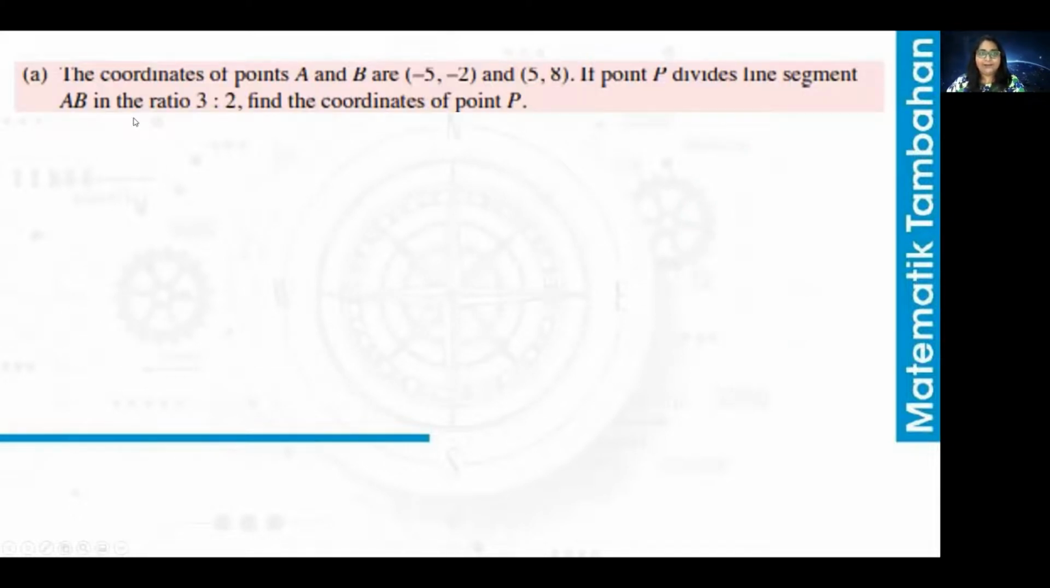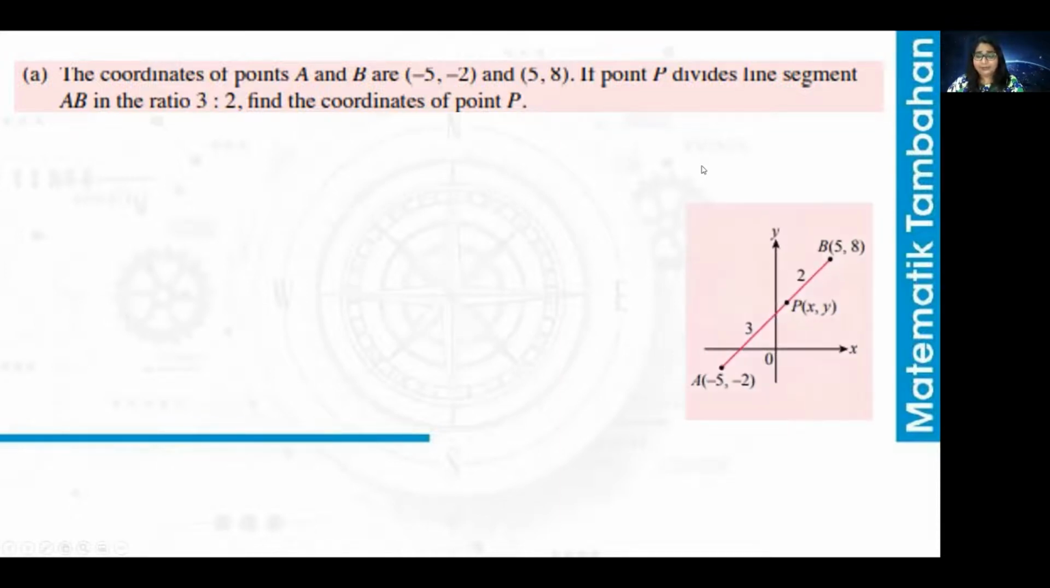The coordinates of points A and B are (-5, -2) and (5, 8). If point P divides the line segment AB in the ratio 3:2, find the coordinates of point P. Now, let's first sketch a diagram to see what's happening. So you have point A (-5, -2), point B (5, 8), and then you have point P (x, y) dividing the line segment in the ratio 3:2. Using the formula that we derived earlier, let's first find the x-coordinate of point P.